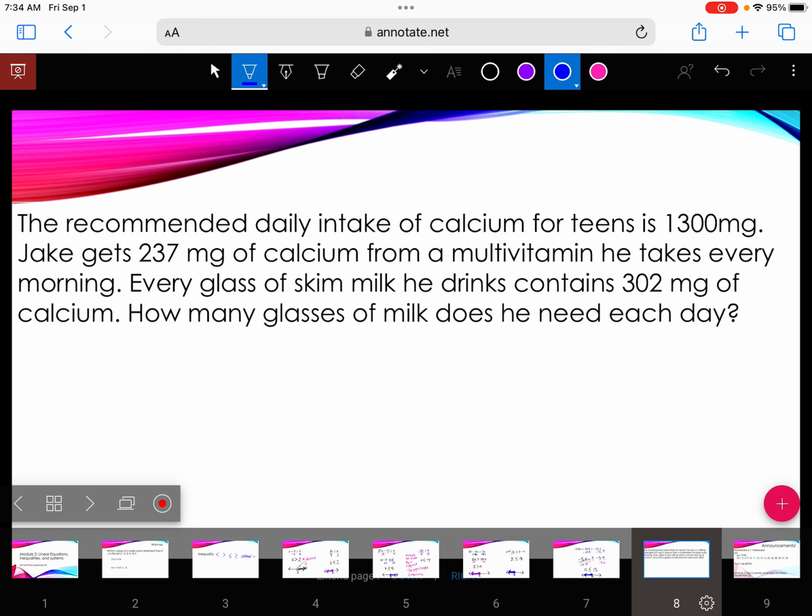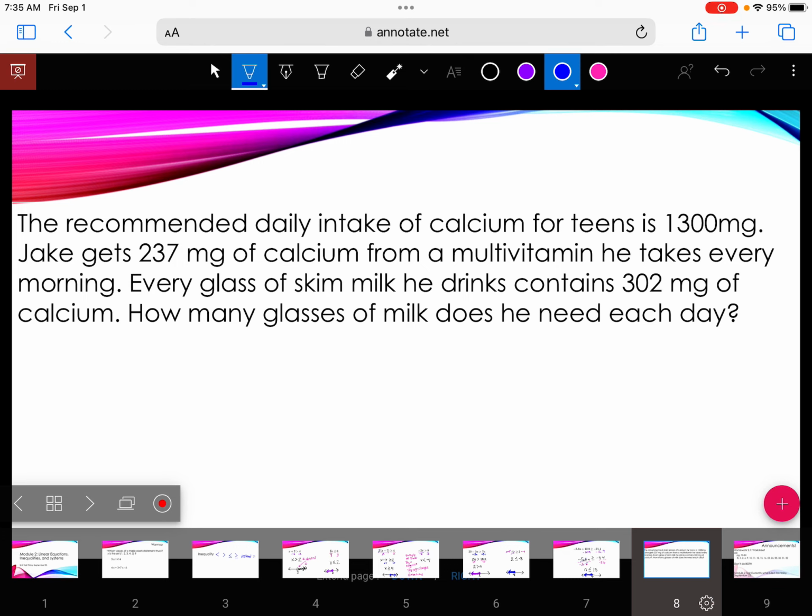All right, so we have a vaguely relevant story problem. The recommended daily intake of calcium for teens, oh my gosh, that's you guys, is 1,300 milligrams. Jake gets 237 milligrams of calcium from a multivitamin he takes every morning, and each glass of skim milk he drinks contains 302 milligrams of calcium. How many glasses of milk does he need to drink each day?